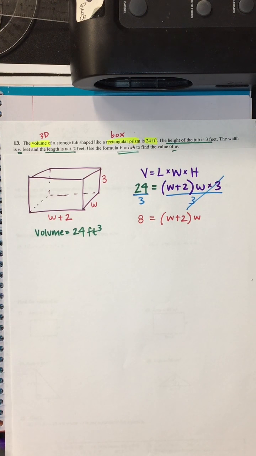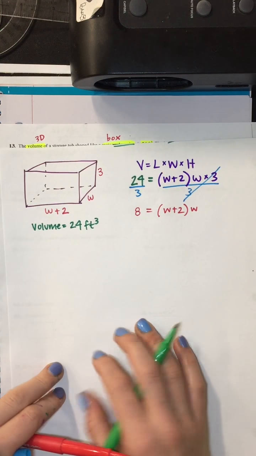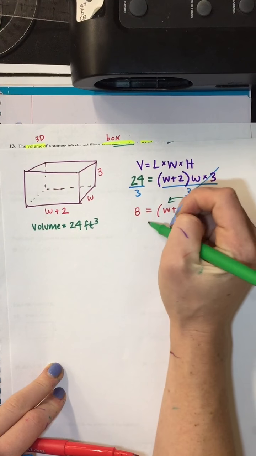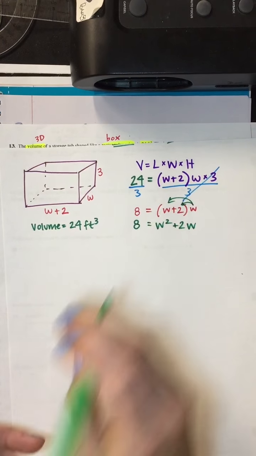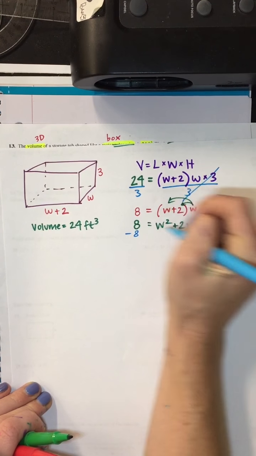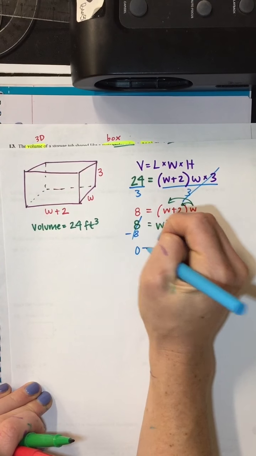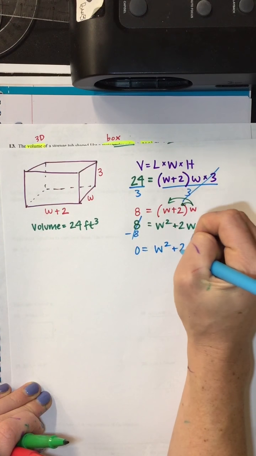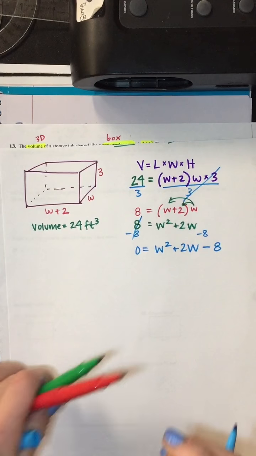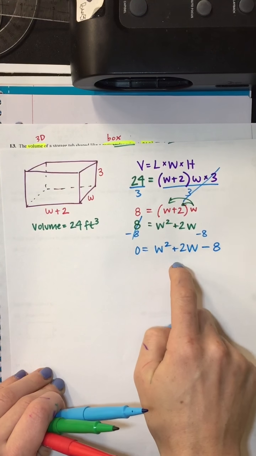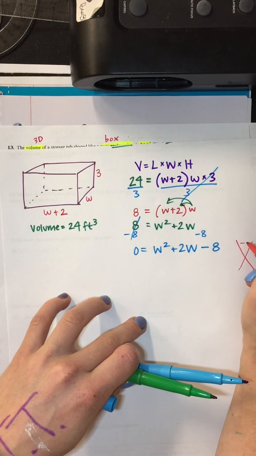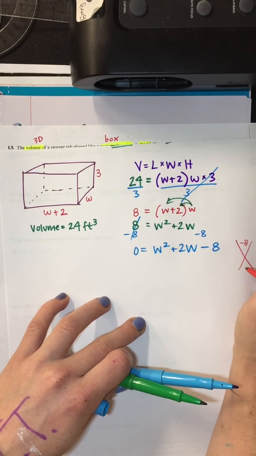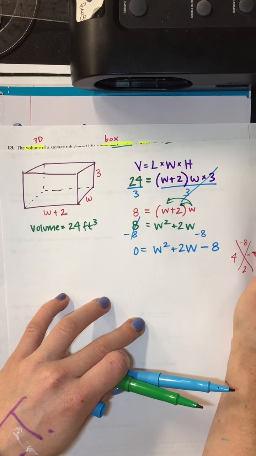Now, let's see. What would I do here? I guess I could distribute this backwards. So I have W squared plus 2W is equal to 8. I want it equal to 0, so I'd subtract 8 from both sides. 0 is equal to W squared plus 2W minus 8. I want to use the zero product property, which means I need to factor this. So what 2 things multiply to negative 8, but add to 2? I have 4 and negative 2.